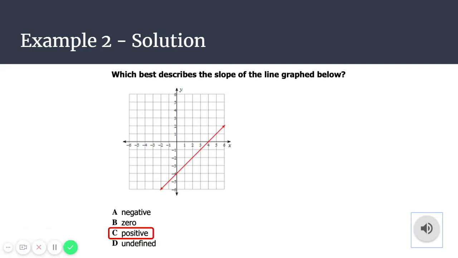And then for example 2 solution, we are being asked which best describes the slope of the line that is graphed there. So following from the left, which would be farther down at the bottom of the graph in the third quadrant, if we follow that line, you'll notice that you're actually moving up. So as my x value is increasing, as I'm moving farther to the right, my y value is also increasing. I'm moving up. So that would be a positive slope.